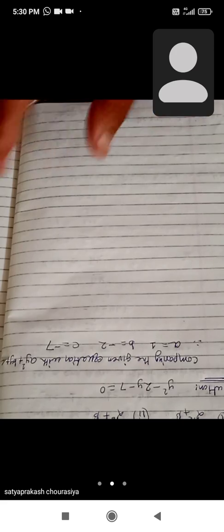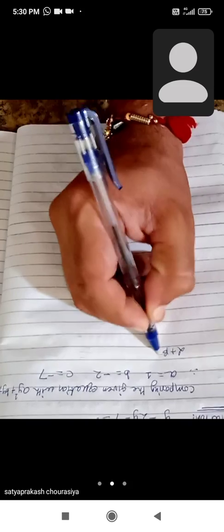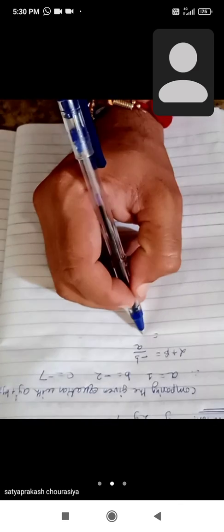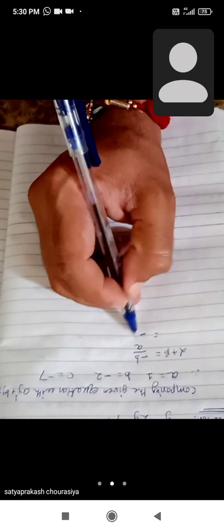Now we know the relation that the sum of the roots is equal to minus b upon a. Now here the b value is minus 2, so this minus and this minus 2 will become plus 2. So plus 2 upon 1 is equal to 2. So here we got alpha plus beta value as 2.